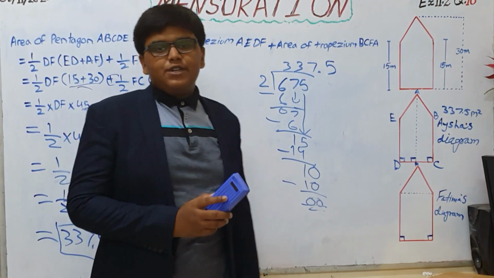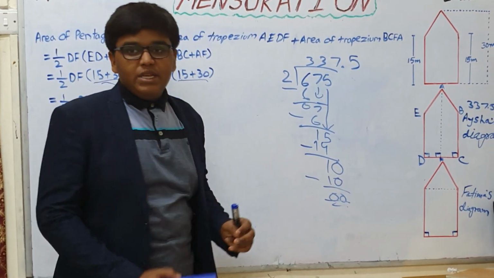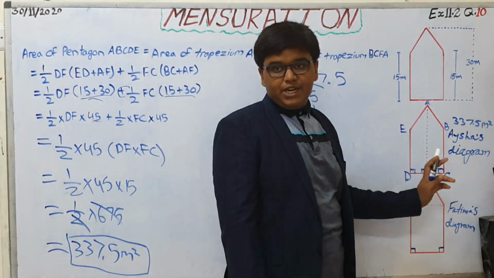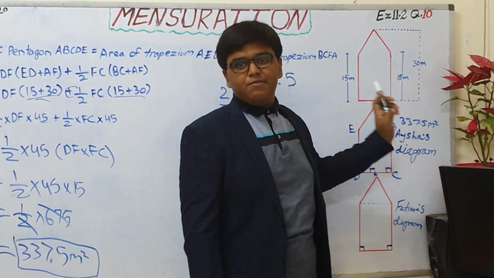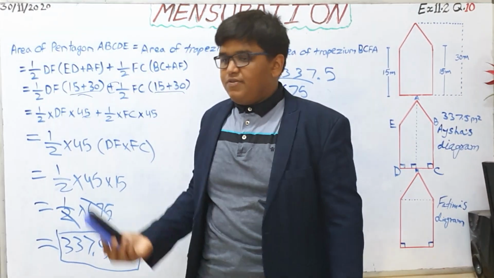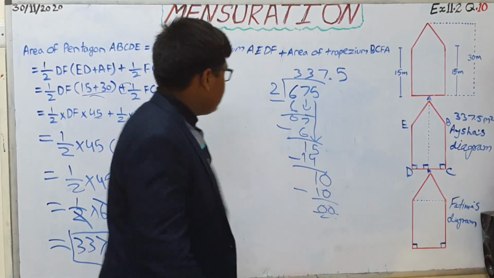Right. So I am going to erase all this due to the lack of space. Now the area found for Aisha's diagram is equal to 337.5 meters square. Now after erasing this we will continue with part 2, Fatima's diagram. No, let's leave it.